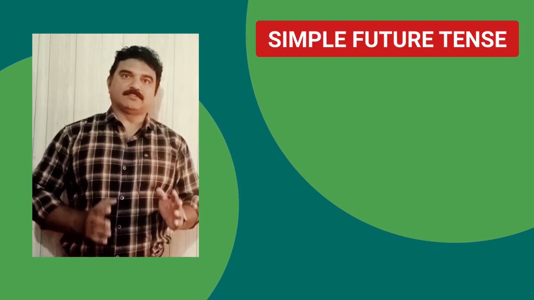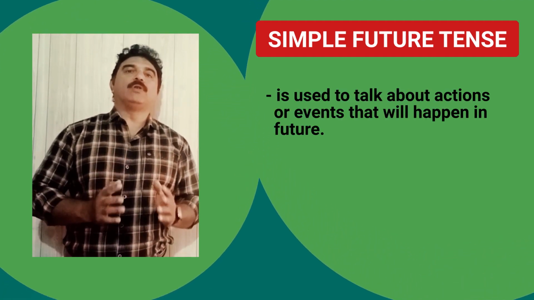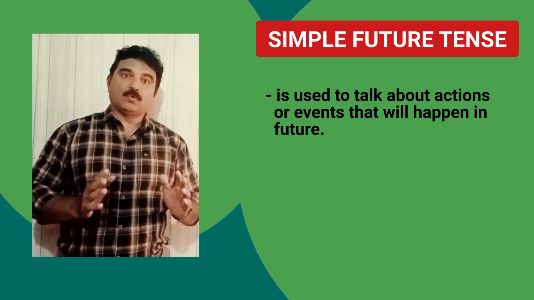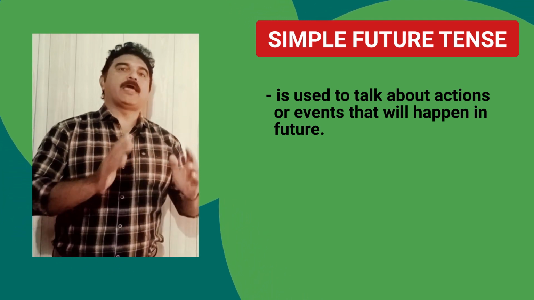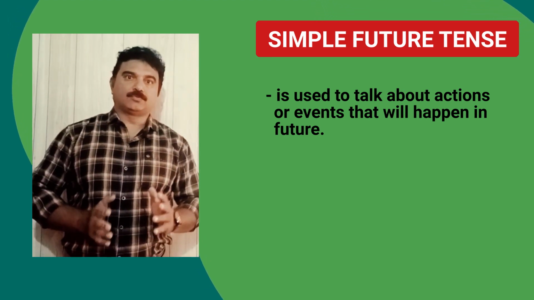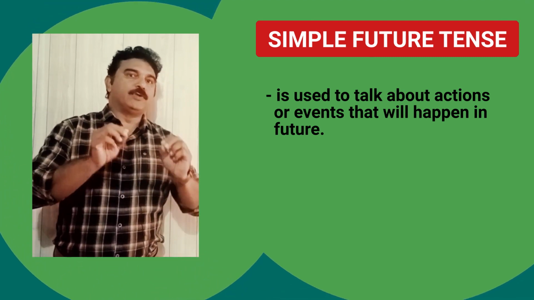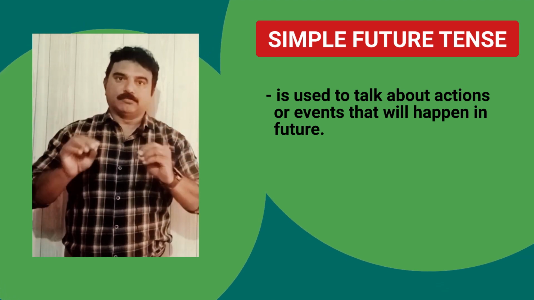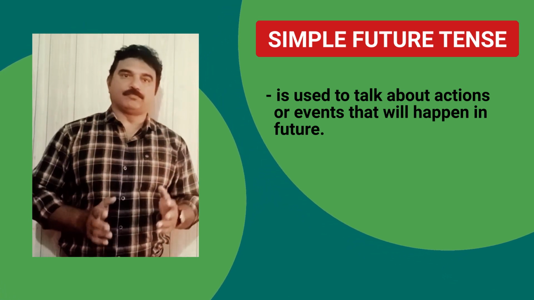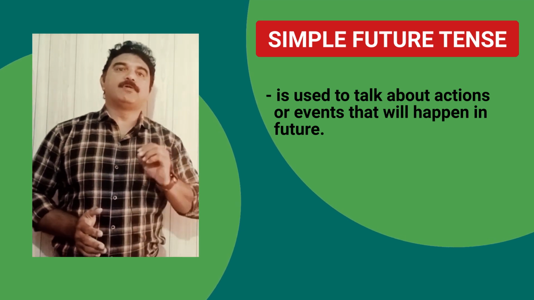So I will give you a very simple definition of what is simple future tense. Simple future tense is used to talk about actions or events that will happen in the future. It will always speak about actions or events which are going to happen in the future. So we have to be very careful while we use it. We should use this tense only for sentences about actions that are going to happen in the future.